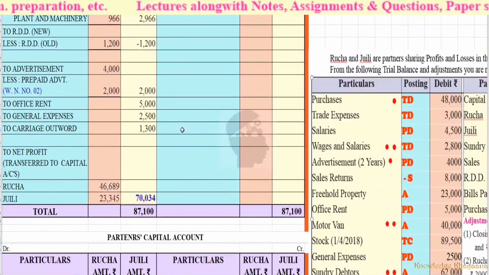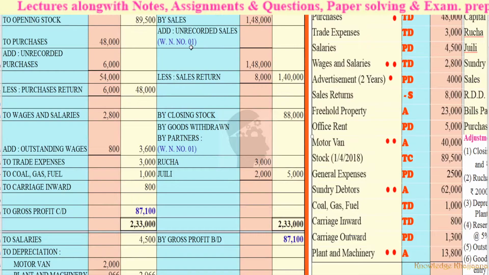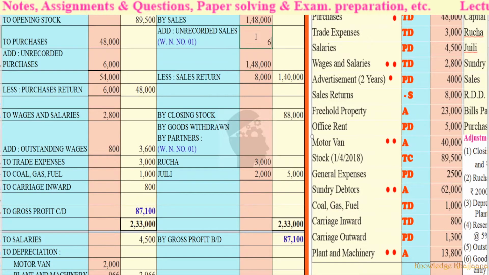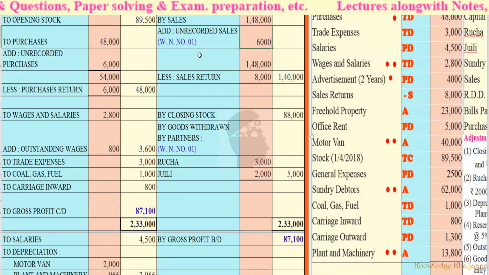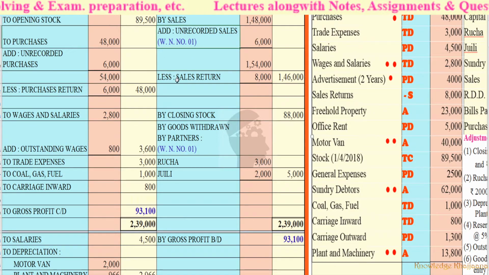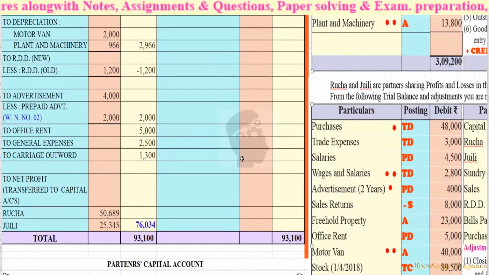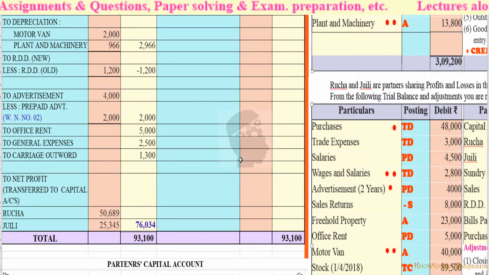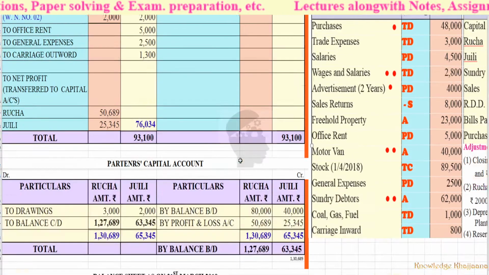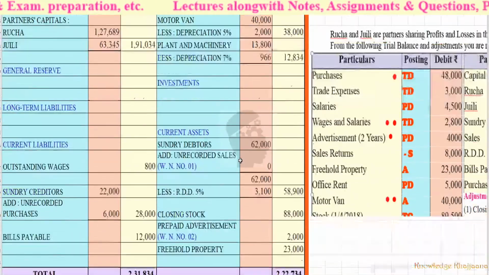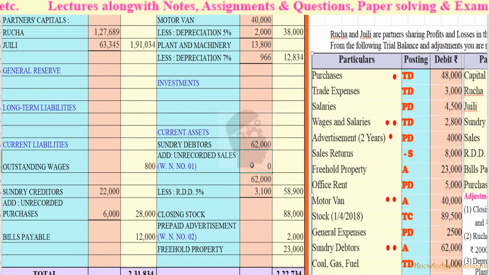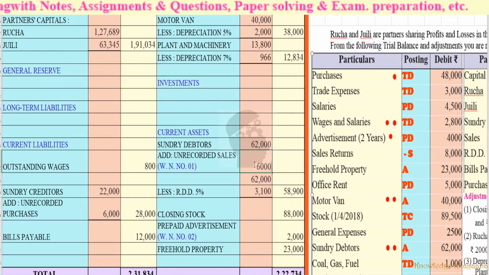Trading account credit side, unrecorded sales rupees 6,000, against working note number 1. We'll read what that working note number 1 is. And that much of sundry debtors were generated because we had sold on credit. So we have to record that much of sundry debtors also. Unrecorded sales rupees 6,000.